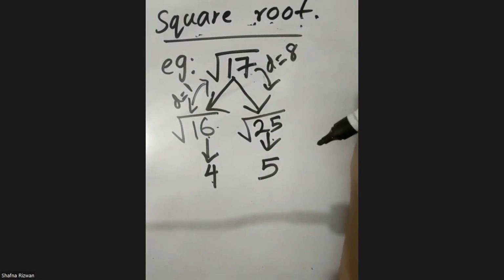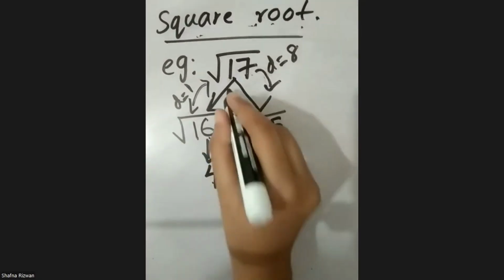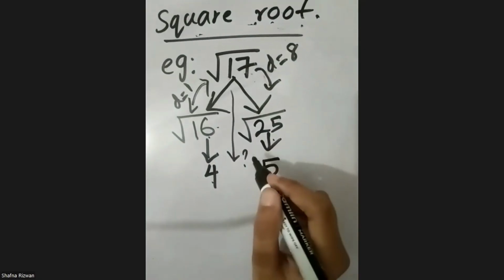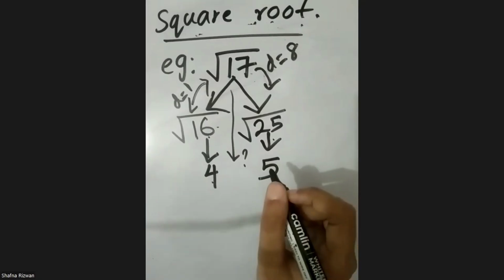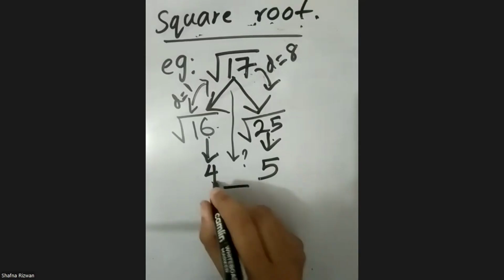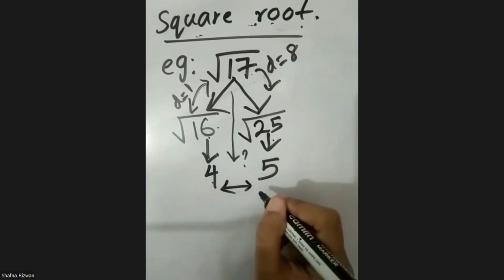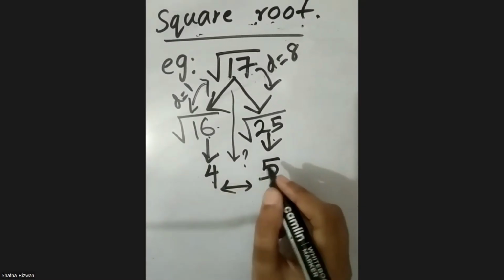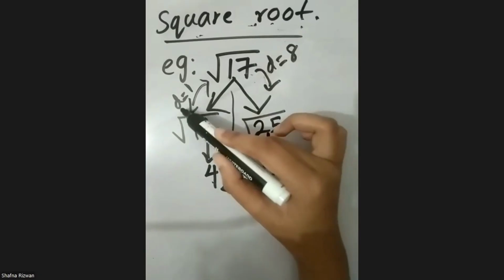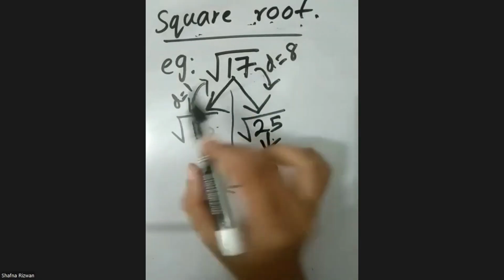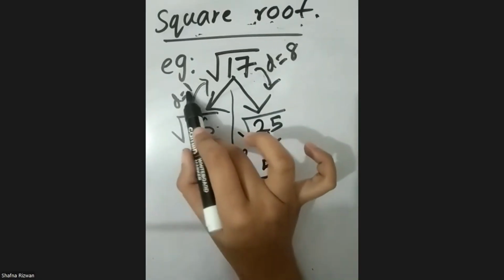Now we are going to find the value of the square root of 17. We know that it is going to be in between 4 and 5 only. For that, we have to see which difference is lesser. The difference which is lesser here is 1.